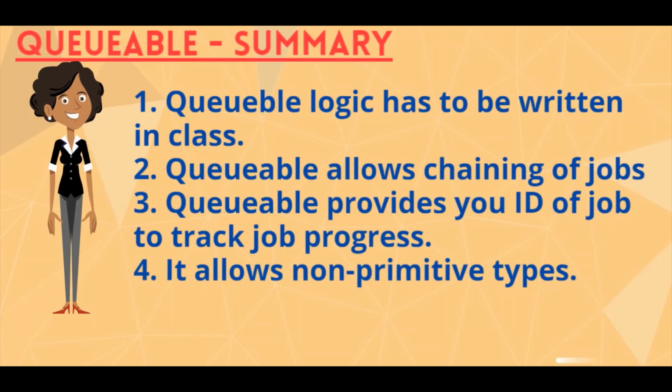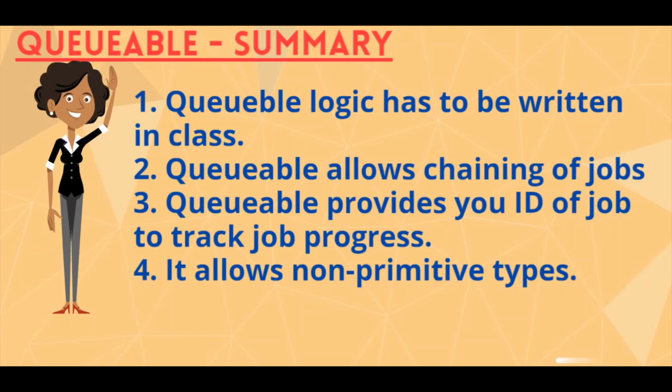Okay, let's see the summary of Queueable. Queueable logic has to be written inside a class, where this class has to be called using System.enqueueJob. All your logic will go inside the execute method of that particular class. Whereas a future method has to be a simple method, where that method has to be called. And Queueable allows chaining of jobs. Let's say if you have two jobs, one for deletion, second one for inserting, then this second job can be called once the first job is done, which is not possible in a future method.